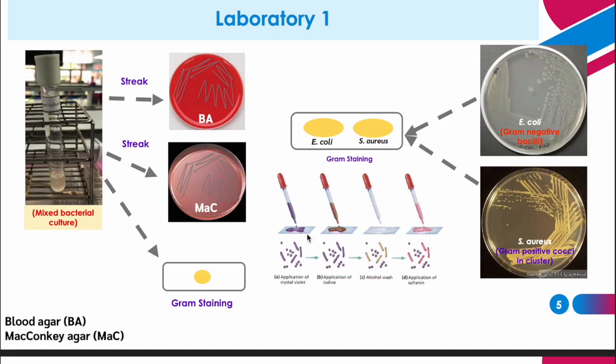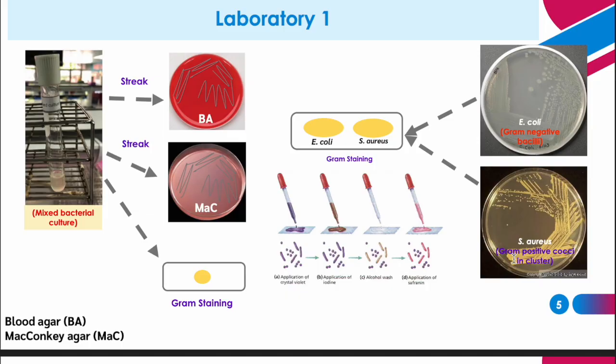Okay, so come to the first lab. What are we going to do in this lab? We will provide you with the mixed bacterial culture in the test tube like this, and also the petri dish of Escherichia coli, which is the representative of gram-negative bacilli, and Staphylococcus aureus, which is the representative of gram-positive cocci in cluster.